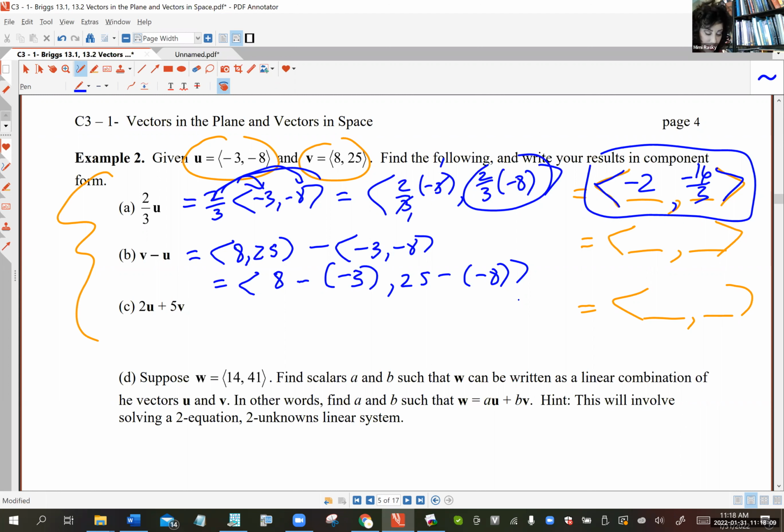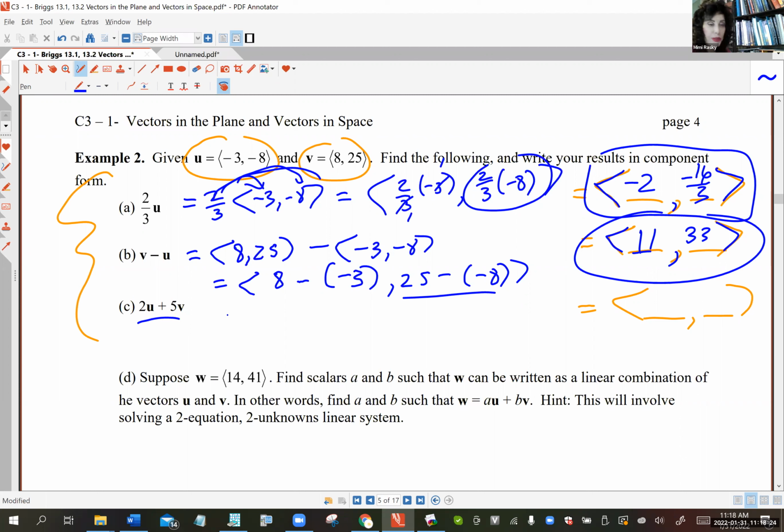Okay, 8 minus -3, I think that's 8 plus 3, 11. 25 minus a -8 is really 25 plus 8, 33. Final answer, angular brackets 11, comma 33. That's the answer for part B.